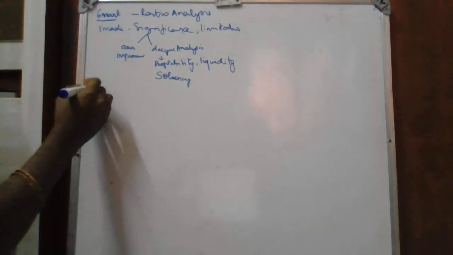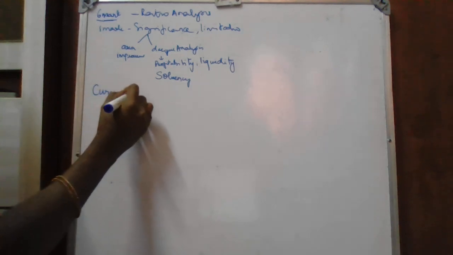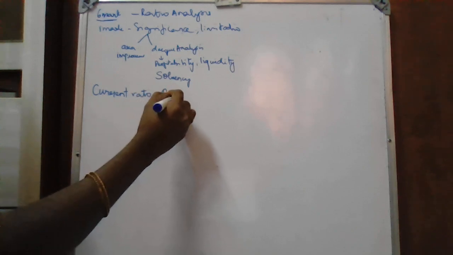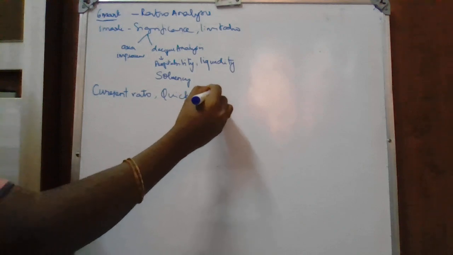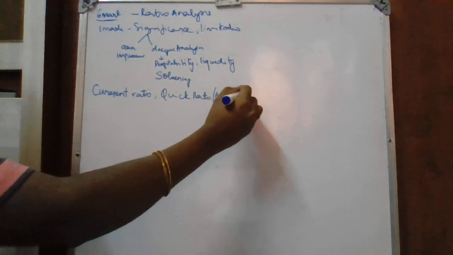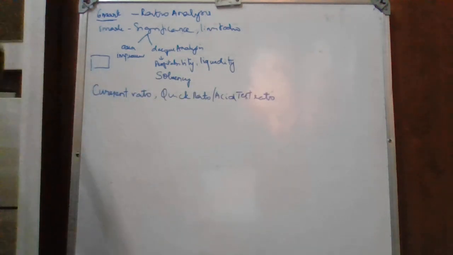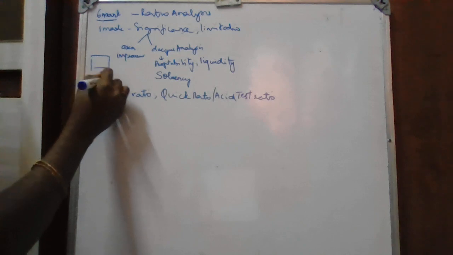6 marker question. Usually the ratios asked in the exam are current ratio and quick ratio, or it is also known as acid test ratio. They will give you the balance sheet, or a number of items, and they will tell you to find the liquidity ratios. These are the liquidity ratios.